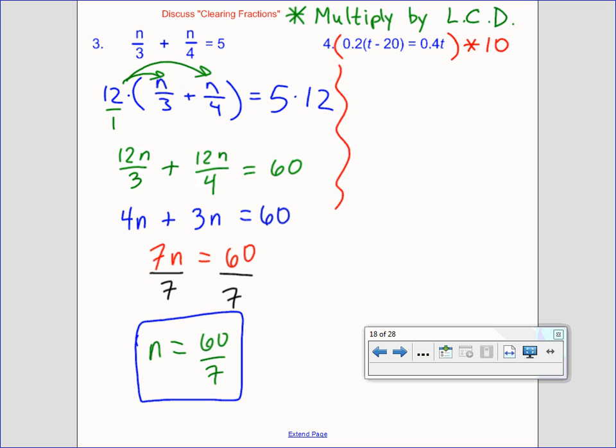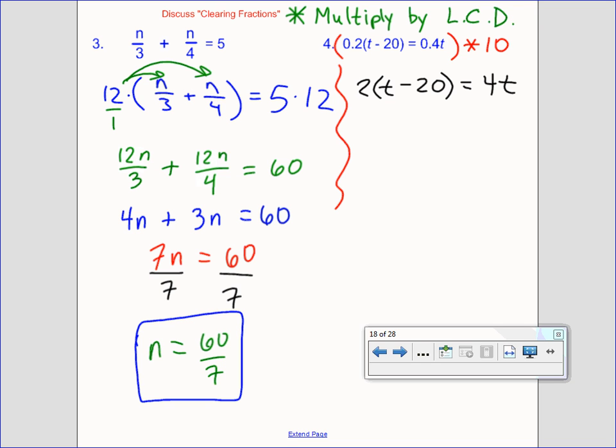So if I multiply 10 times the left-hand side, all it's going to do is change the 0.2 to 2. I still have 2 minus 20. If I multiply 10 through the parentheses, then I would be multiplying by 10 twice. I can multiply by 100. I only do the 10 times the 0.2, which is 2. Equals on the right, I only do the 10 times the 0.4, which is 4. So once again, the decimal moves over one place for every power of 10 that it multiplies by.